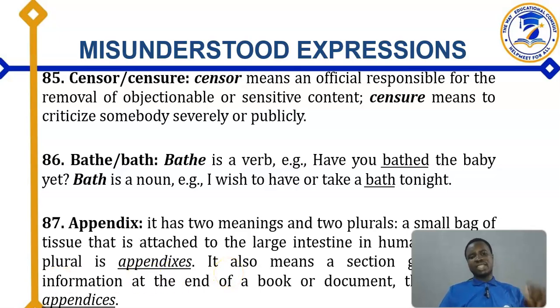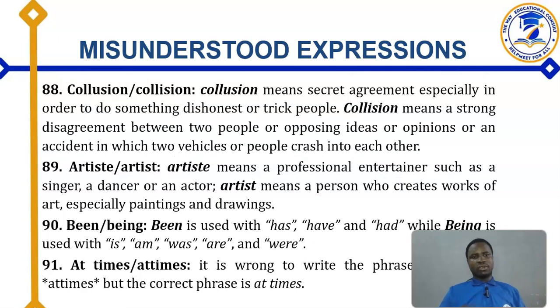When you have expressions that require you to pick either of the two, you should know the correct one to go for. Collusion and collision. Collusion means secret agreement, especially in order to do something dishonest or trick people. The verb form of collusion is to collude. So when some people conspire, agreeing to do something dishonest or tricky, you have collusion, and the people involved collude. Past tense, colluded. Are we together?